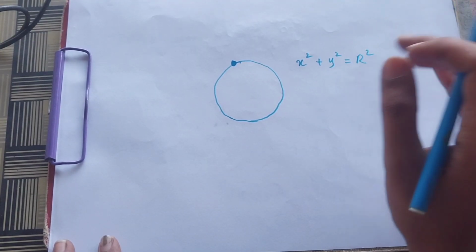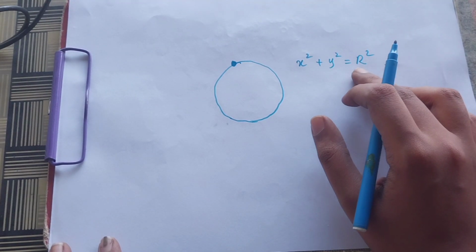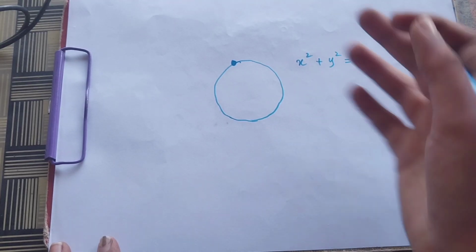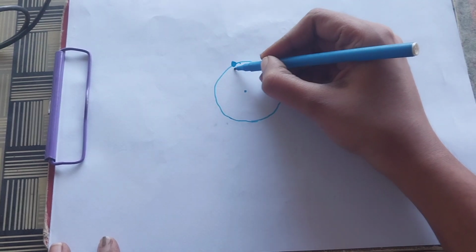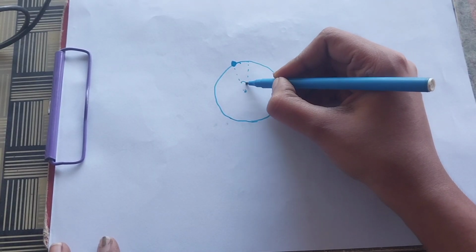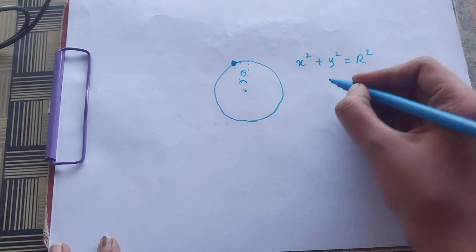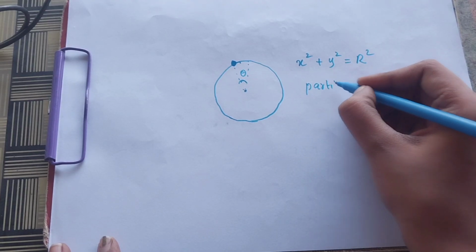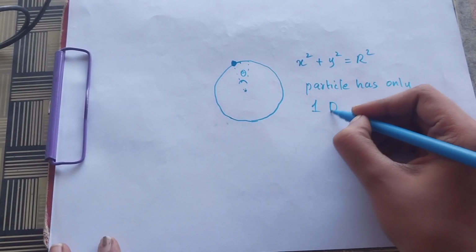According to our definition, degrees of freedom are the minimum number of independent variables or coordinates required to specify the position of a dynamical system. Here x and y are not independent, they are dependent. One variable can be written in terms of the other variable. Here this is the center of the circle. The independent variable is the angle theta. So this particle has only 1 degree of freedom.